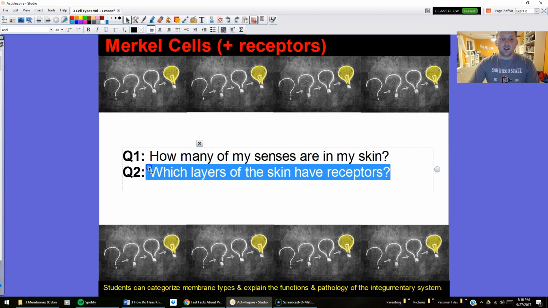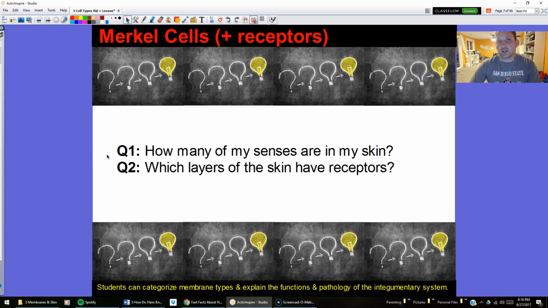How many senses are in my skin? Which layers of skin have receptors? So this is kind of answered with Merkel cells, plus there are some others that aren't Merkel, and this is where I'm kind of artificially tying them in under this heading of Merkel cell.